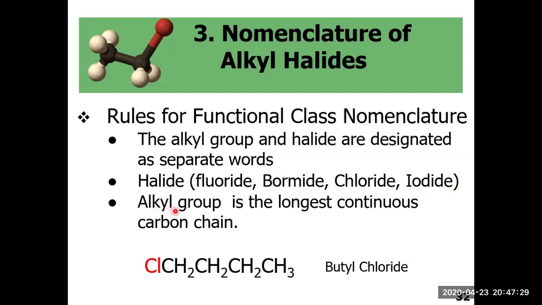Now the alkyl group is the longest continuous carbon chain. So let's take a look at this example. In this case, the alkyl group has 4 carbons, so that is your butyl, and the halide is the chloride. So the final name is given as butyl chloride.